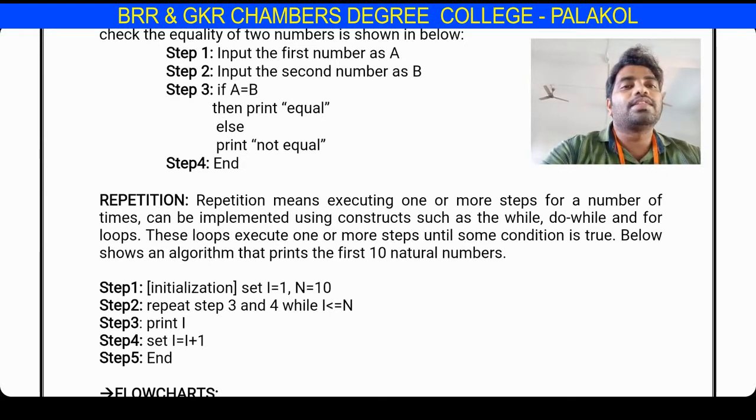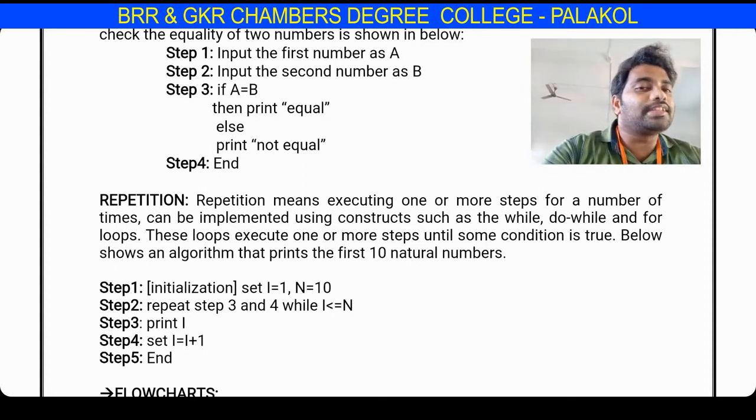Okay, suppose the execution is started, the number is started, initialization position I is equal to 1. How many members to display? 10 members. N is equal to 10. Okay, I less than or equal to N, that is the condition. Suppose 1 less than or equal to 10, condition is satisfied. Print I is equal to 1, that is the 1 is displayed.